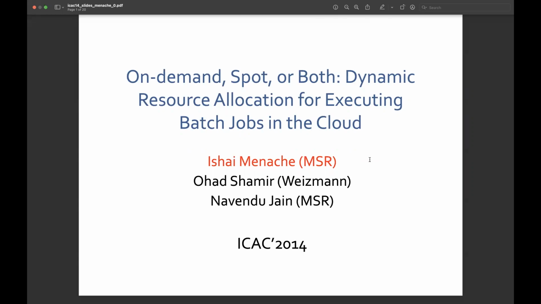The title of this paper is On-Demand, Spot, or Both: Dynamic Resource Allocation for Executing Batch Jobs in the Cloud. And this work is from Microsoft Research.